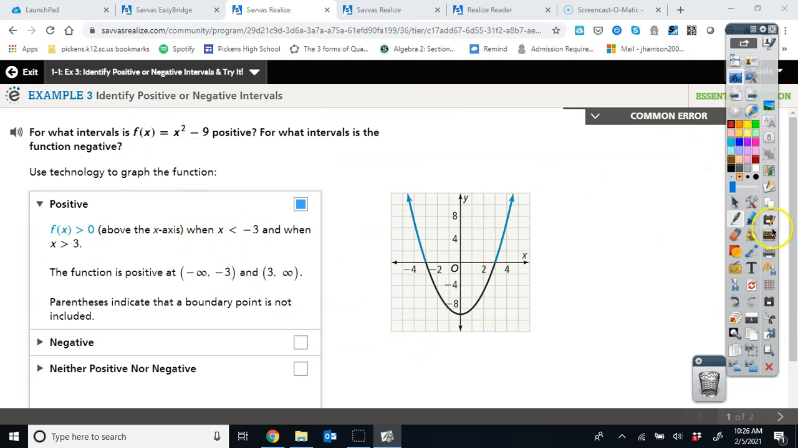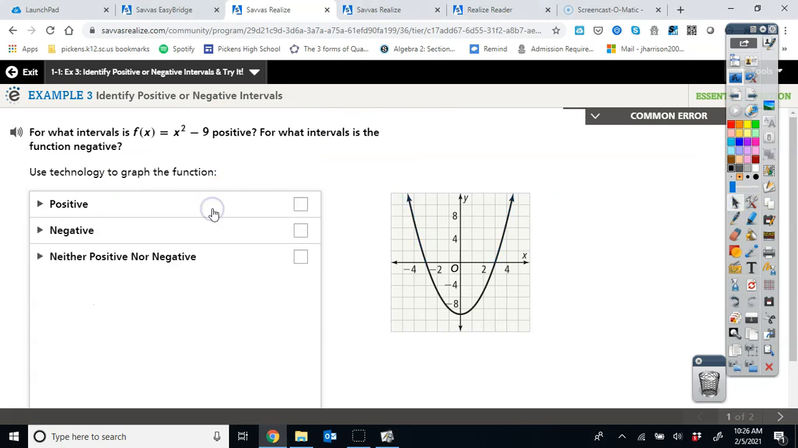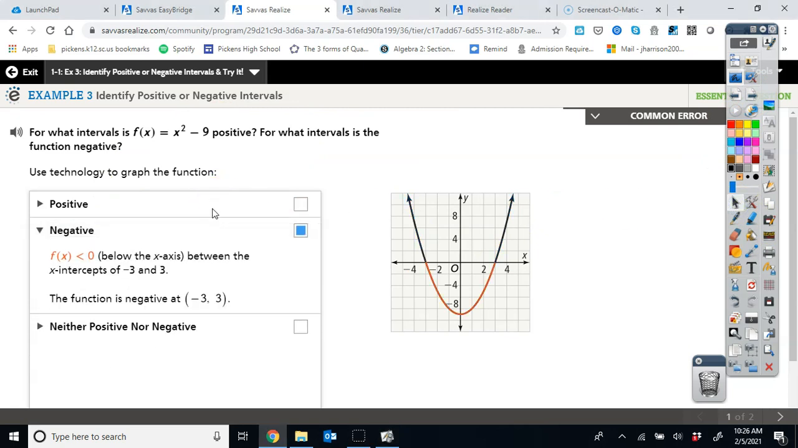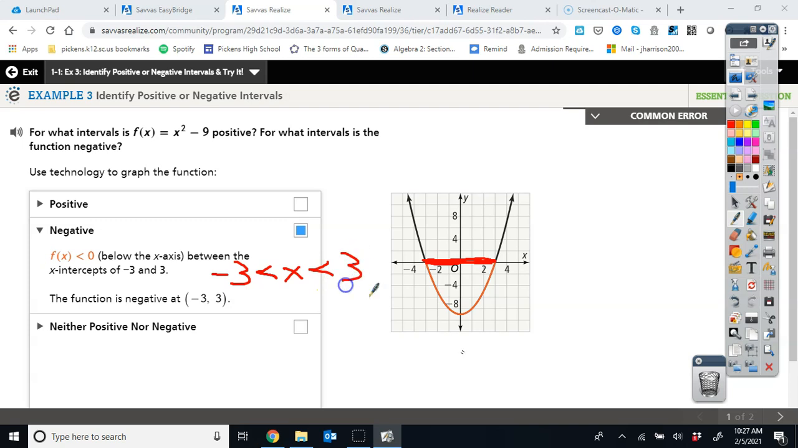All right, so let's talk about where the graph is negative. So I'm going to close that one out. Notice the graph is negative down here. Or in other words, notice that between here and here, in this area between these intercepts, it goes down below the x-axis. So if you look below the x-axis, that is from -3 up to +3. So one way that you can write that is using -3 is less than x is less than +3.